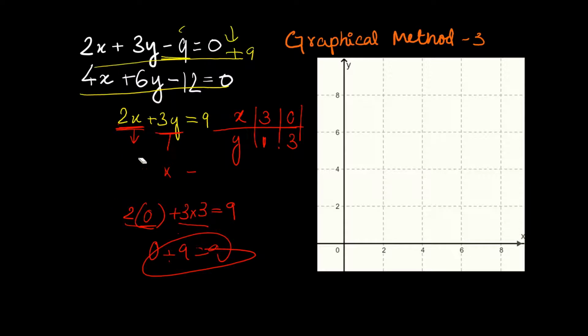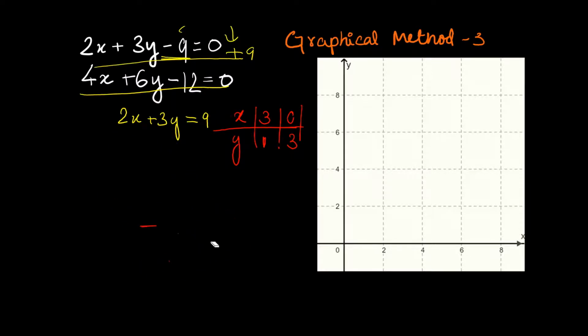Okay, now let's take our second equation. We are done with the first equation. We took 2 points for the first equation. Now the second equation, which is given, is 4x plus 6y equals 12. Also doing the same thing here, taking minus 12 over there, I'm going to get plus 12. So I wrote that here.